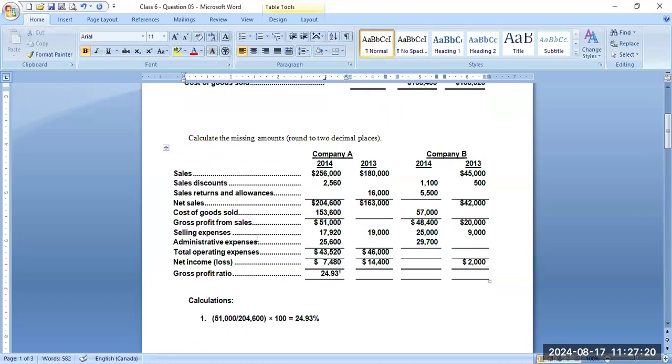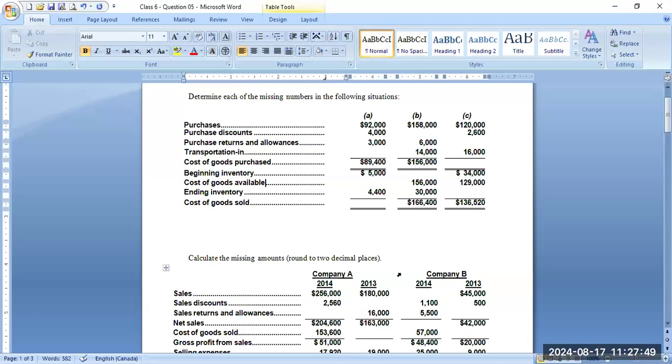And then you have to prepare this calculation of the gross profit. Start with sales, less sales discounts, less sales return allowances, get the net sales. Less cost of goods sold, gross profit. Less the expenses, net income. And then fill the gaps.